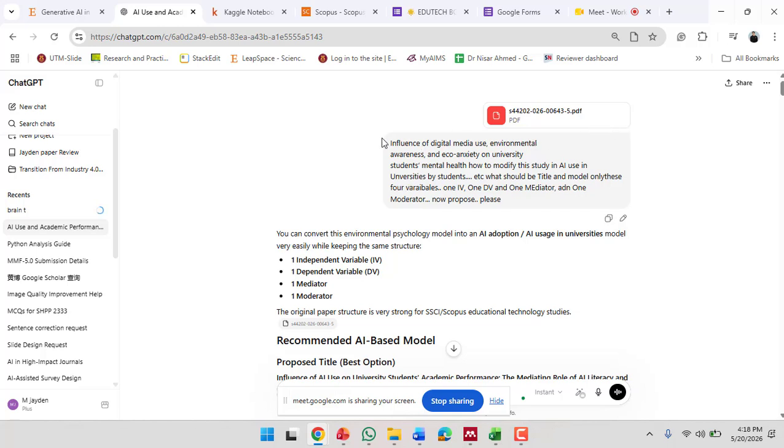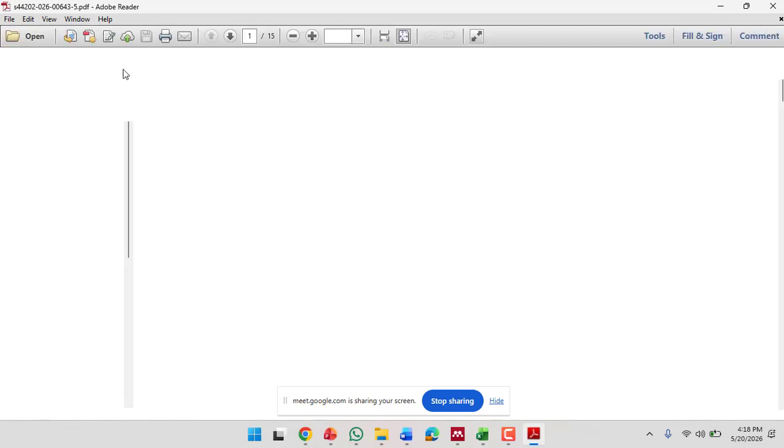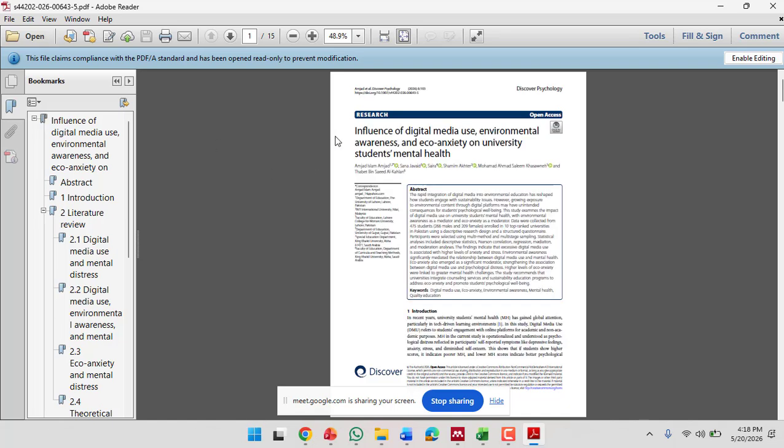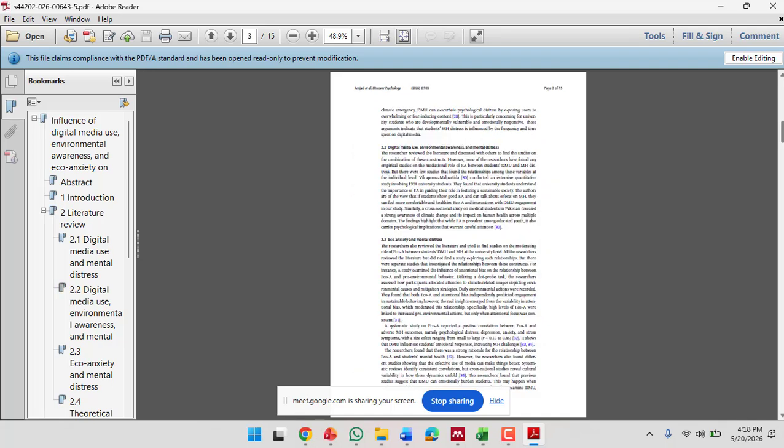So this one is a research paper: influence of digital media use on environmental awareness and eco-anxiety on university students' mental health. This is one paper submitted in Discover Psychology. It's a Scopus indexed journal. So you see the paper. Now in this, only 4 variables are used: one is dependent, one independent, one mediator and one moderator.